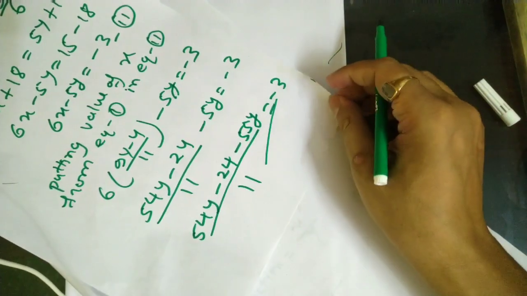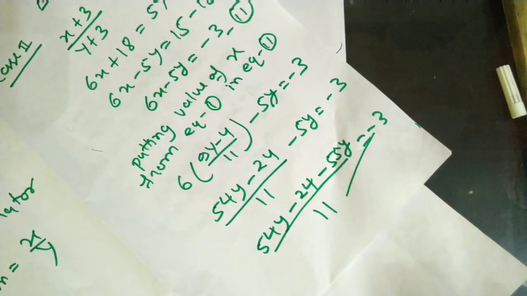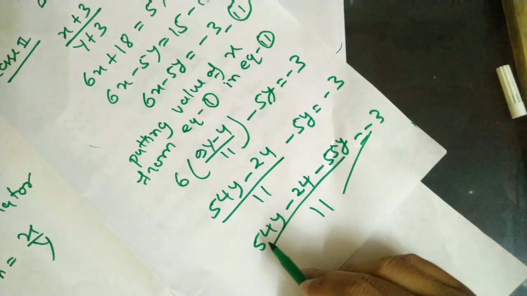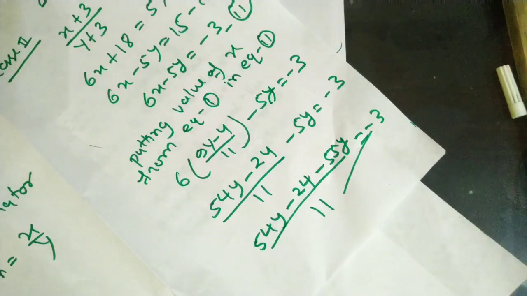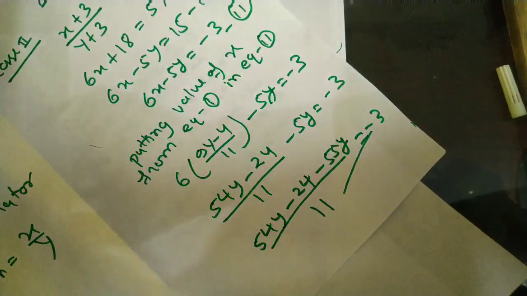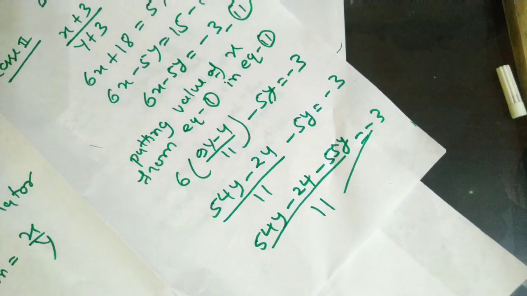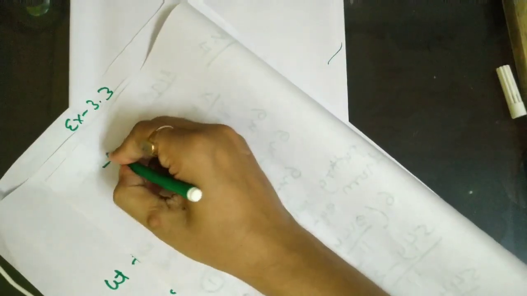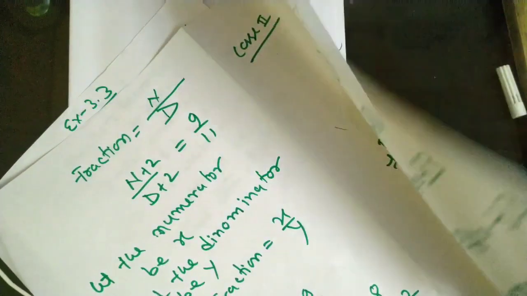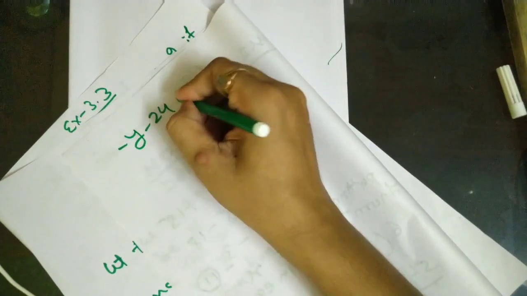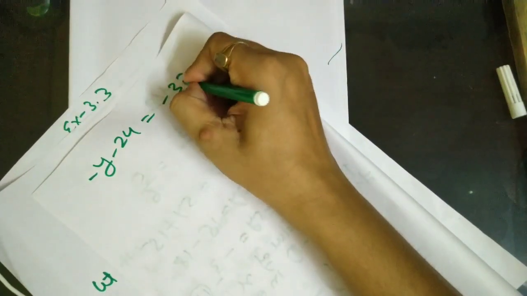In our next step, this is a very easy part, right? It is simple algebra only. Here we can get 54y minus 55y, so we are going to get minus y. Minus y minus 24 will be equal to minus 3 into 11, that is minus 33.